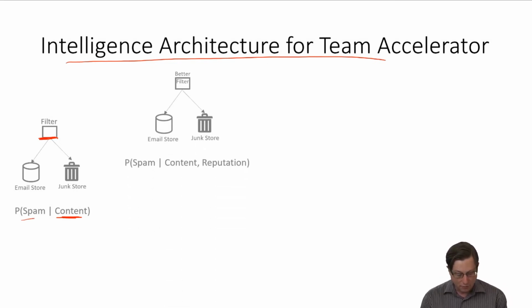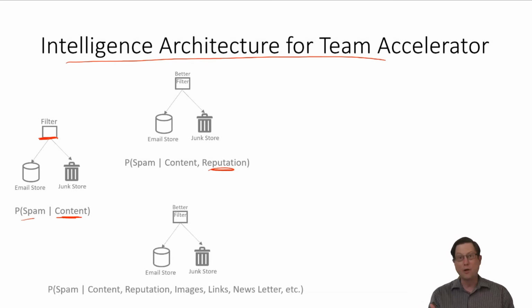So you might go off and create another type of feature, and you come up with reputation features. Now you have to train a new model, which is p-spam with content and reputation. Maybe that's the same model; you've just created it once. And so you just add the features through feature engineering, train it, move on.